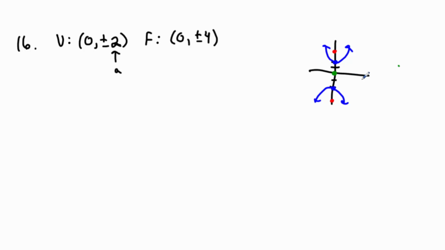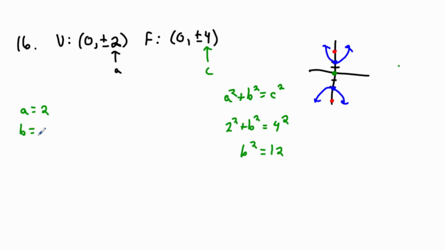The only other thing we need is how much we're going left and right to draw that box, and that's going to come from this relationship that we have between A and C. If you remember, because hyperbolas have minus signs in between, we have to do A squared plus B squared equals C squared. So that means we have 2 squared plus B squared equals 4 squared. And so we solve that and get 12. So A is 2, B is the square root of 12, or 2 square roots of 3, and C is 4.